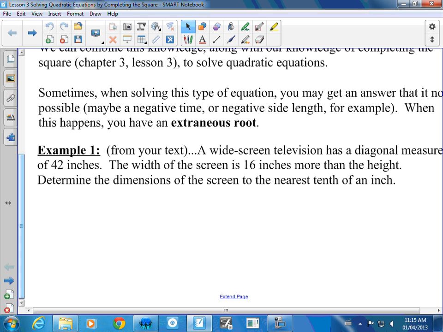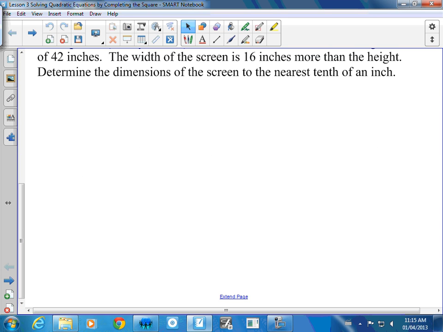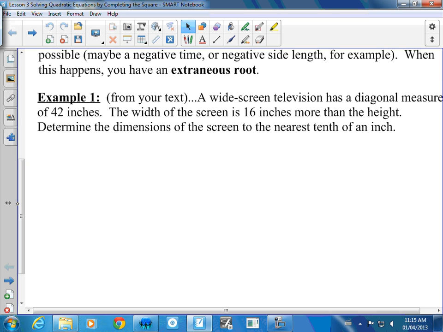So the width of the screen is 16 inches more than the height. What we want to do is determine the dimensions of the screen. We know it's 42 inches on the diagonal. We want to find out the overall dimensions. So what do you think we should do to start this question? Draw a TV, draw a picture, right? It's a rectangle, isn't it? Is it wider than it is taller? All right, that should be a little bit of a hint of what we're doing here. So it's wider than it is taller. There we go.